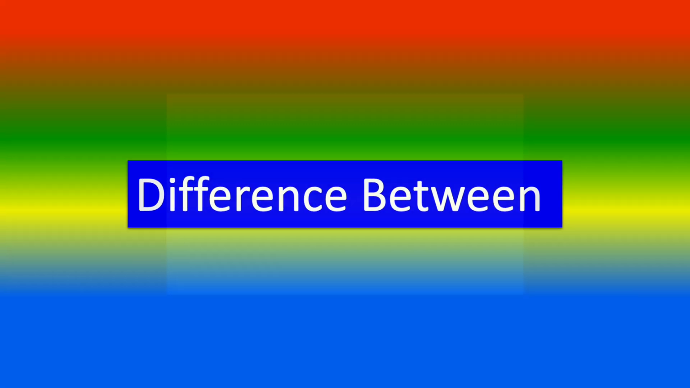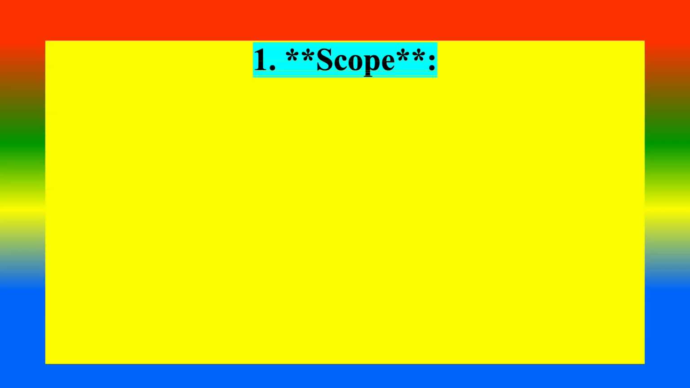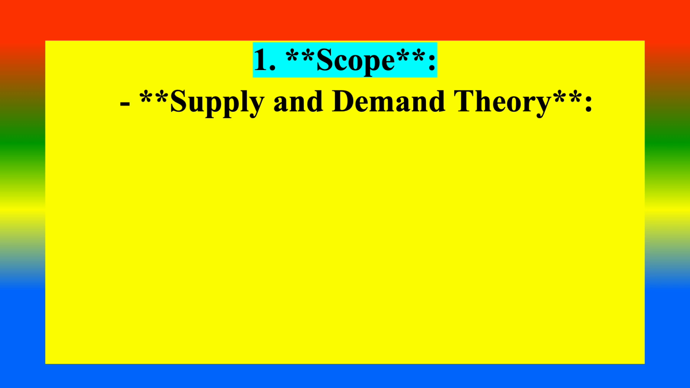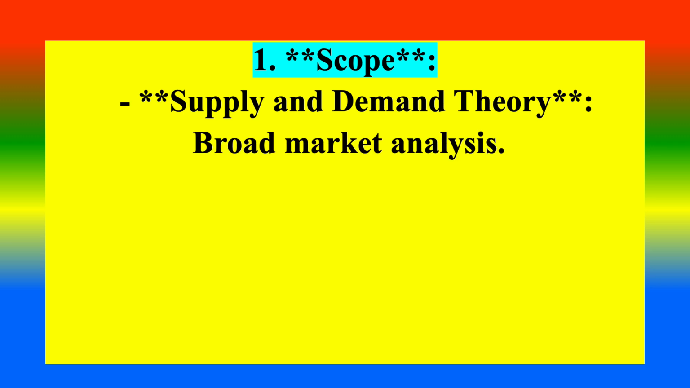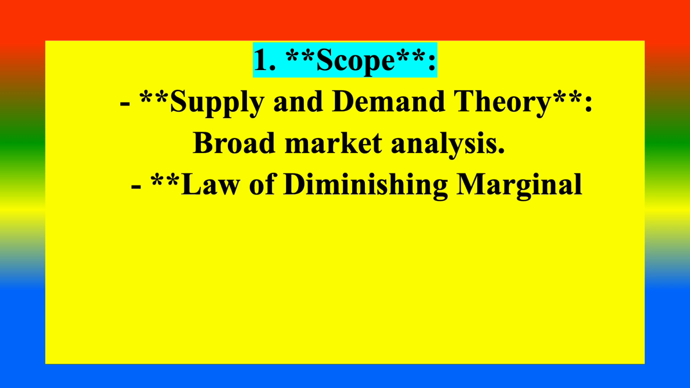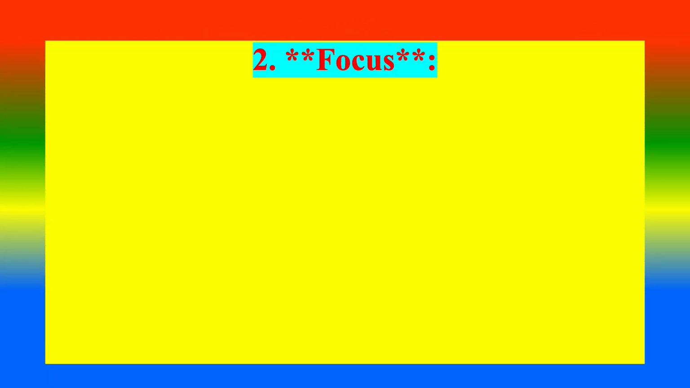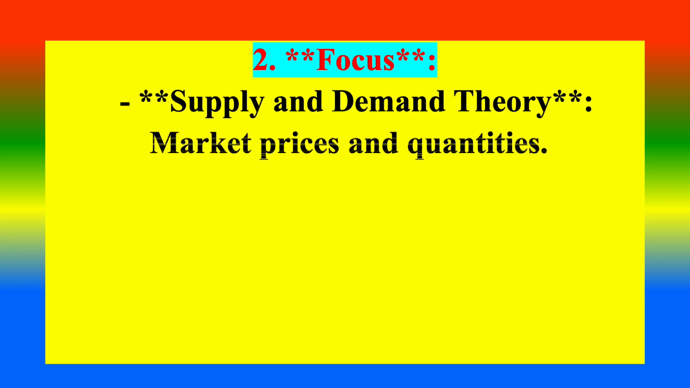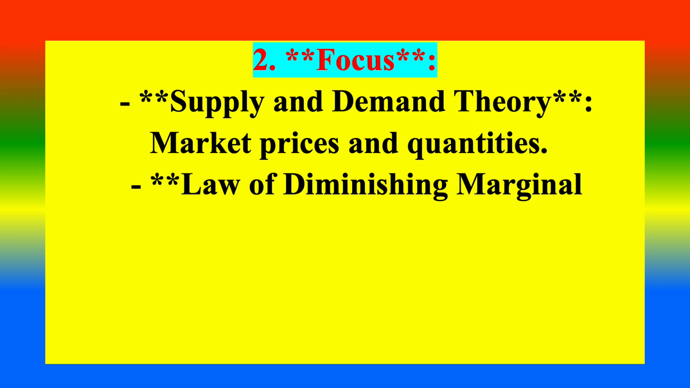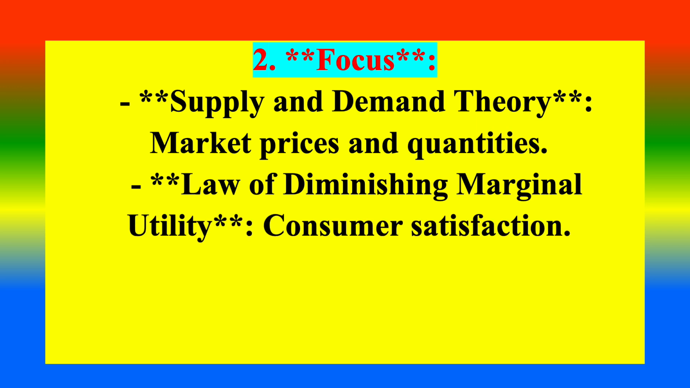Differences. One, on scope: supply and demand theory is a broad market analysis, but the law of diminishing marginal utility concerns individual consumer behavior. Two, on focus: supply and demand theory focuses on market prices and quantities, the law of diminishing marginal utility on consumer satisfaction.